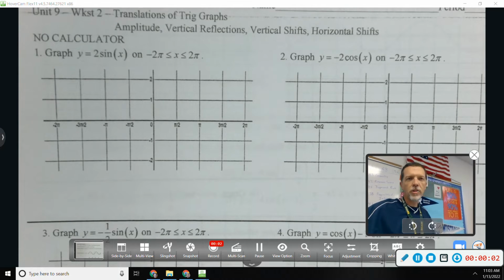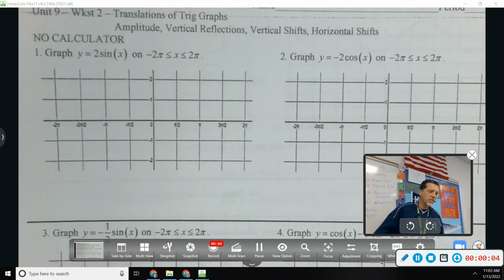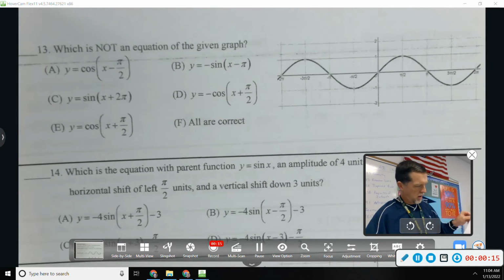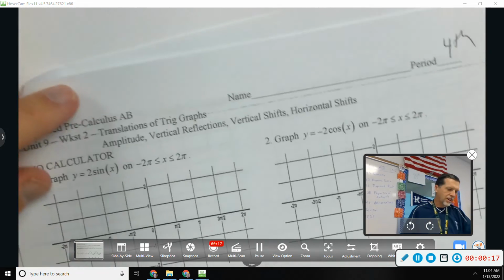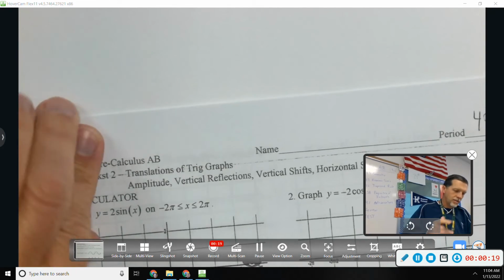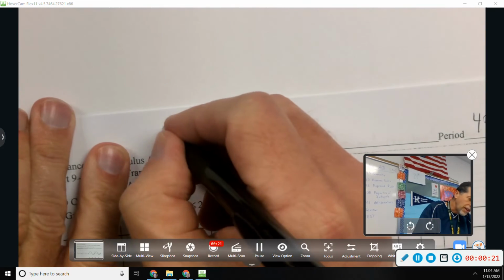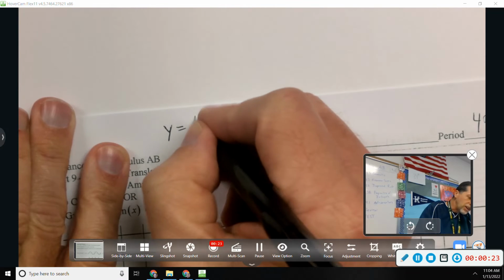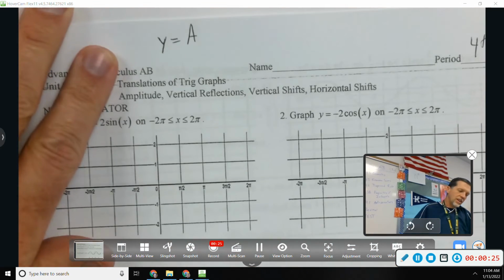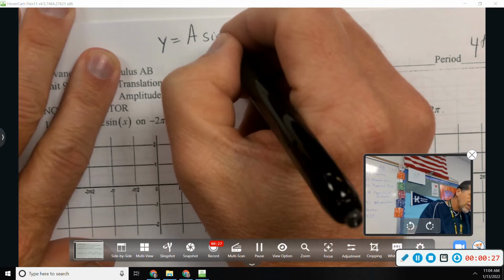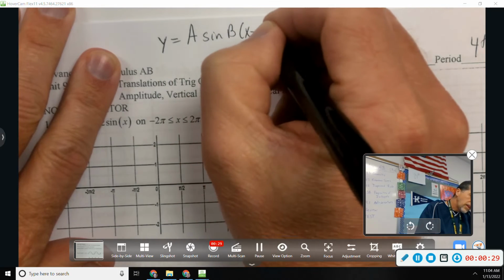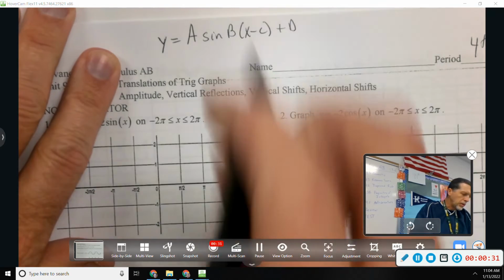So looking at worksheet 2, what questions do you have? Yes, ma'am, Kate. 15. And actually, before we even get there, I'm just going to write our lesson summary here at the top. Not even lesson summary, the entire unit summary is y equals a sine b x minus c plus d.